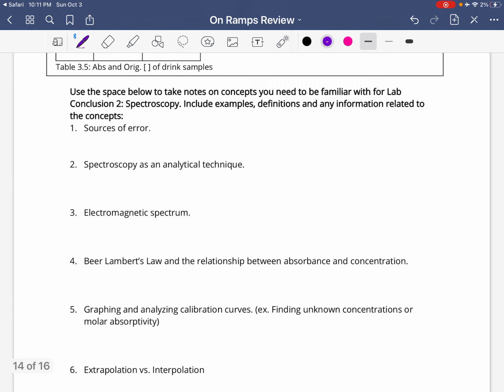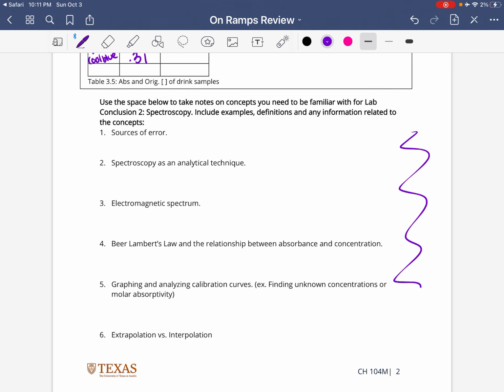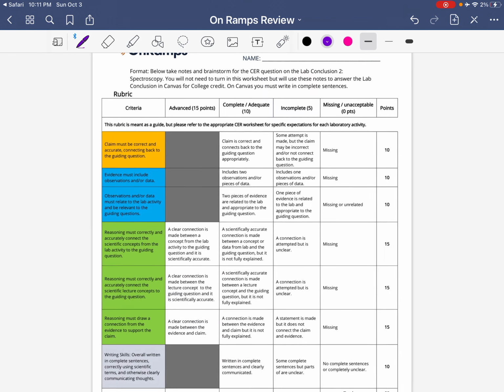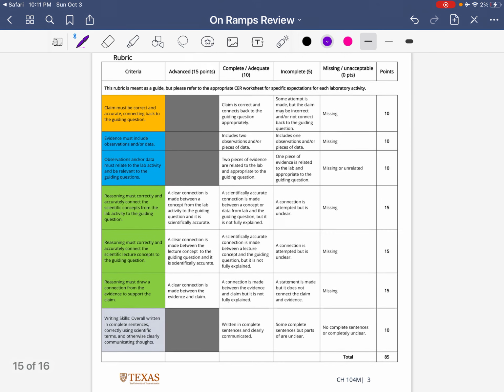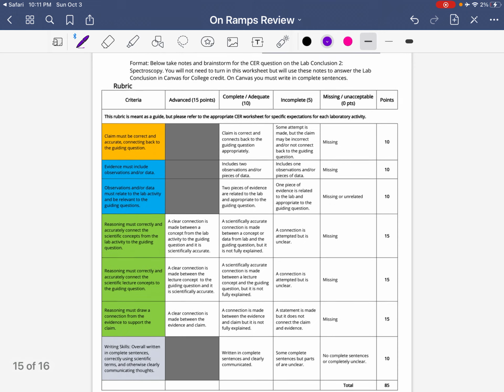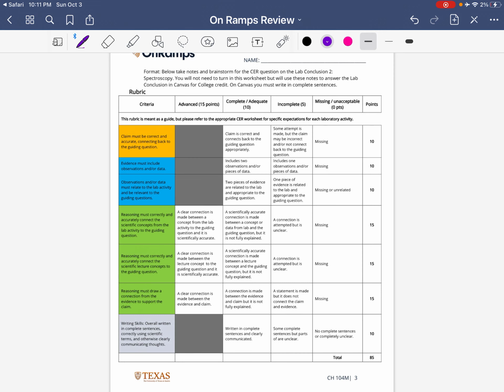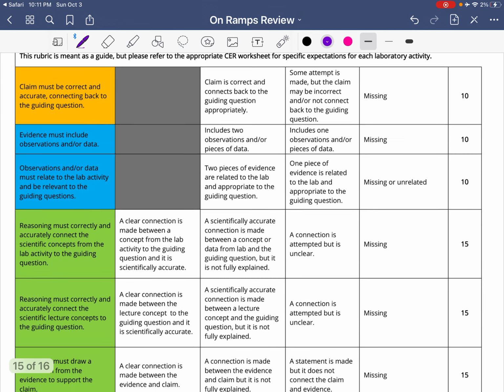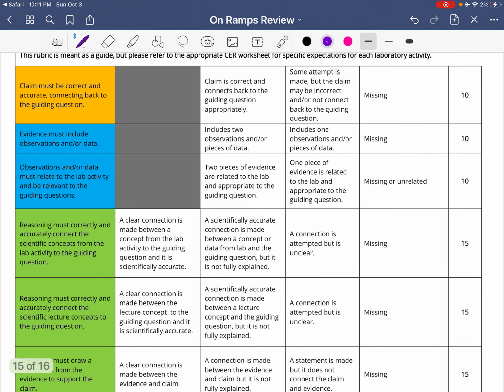Okay? You'll answer all of these questions and then move on to the post-lab. Remember, this is a big chunk of your grade. So you have to do good on this part. Make sure to look at this rubric to know what you have to do to get points.